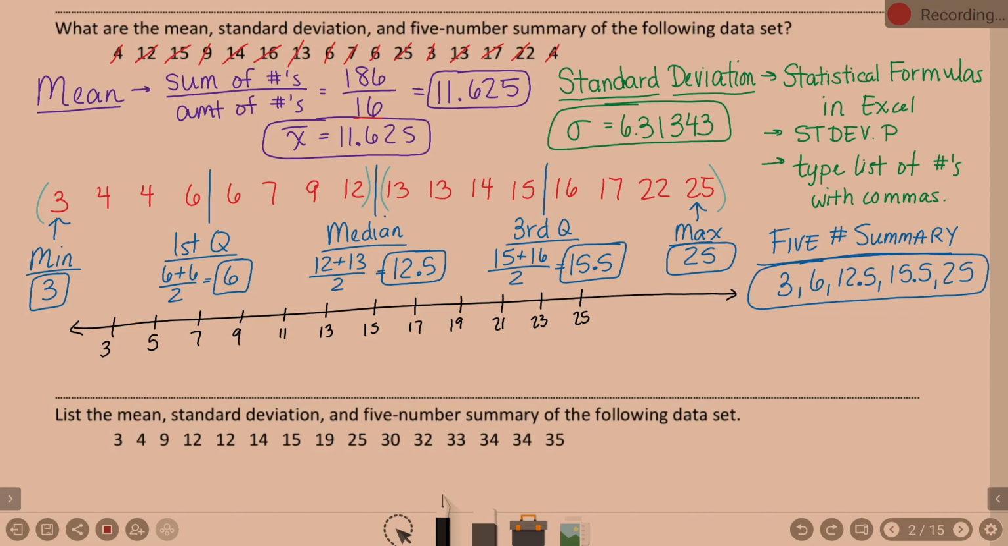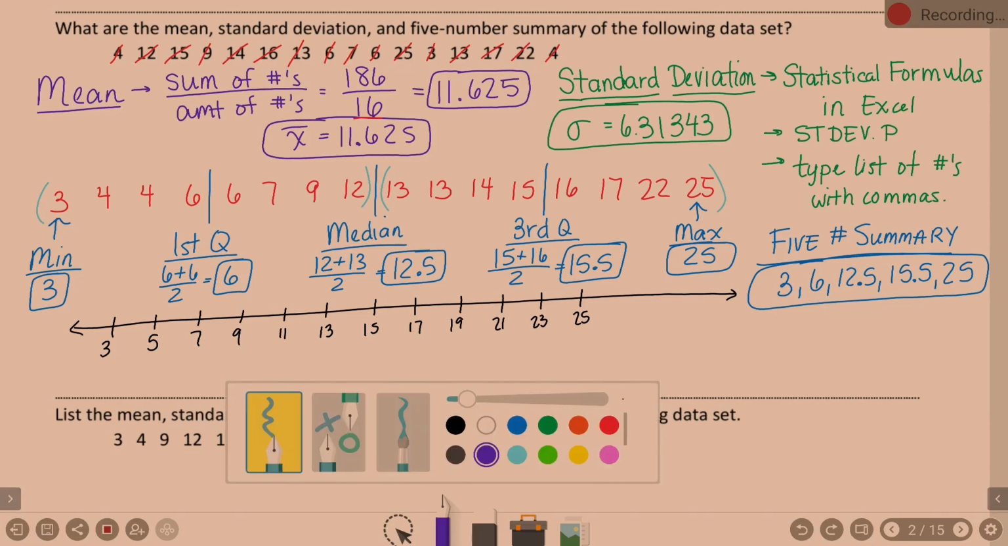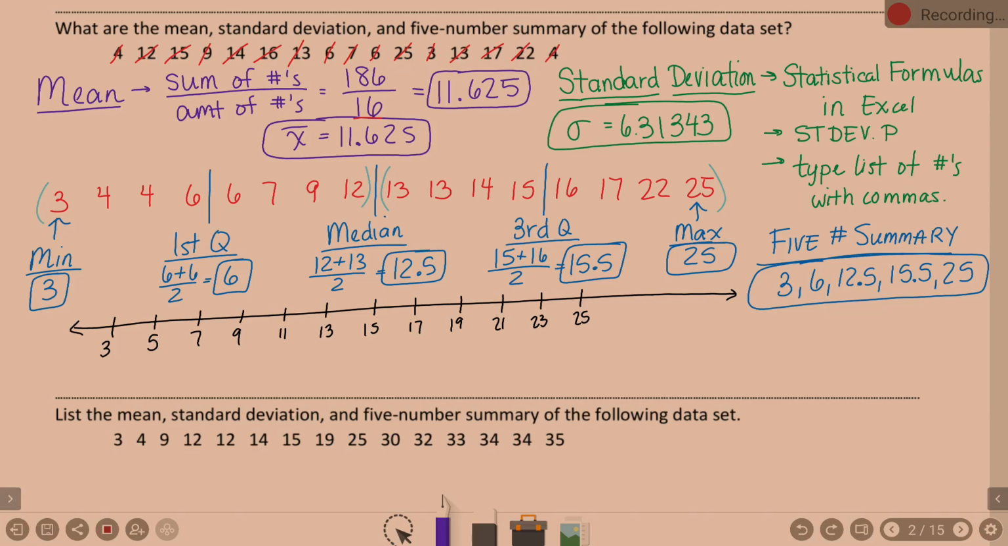And in order to do a box and whisker plot, normally your box and whisker plot is either done right below a number line or right above a number line. Either or. And I'm going to put a dot for each point. So the minimum is 3, so I'm going to put a dot below 3. The first quartile is at 6, so I'm going to put a dot where 6 should be. The median is at 12.5, so between 11 and 13, closer to 13. 15.5, between 15 and 17, closer to 15. And 25.